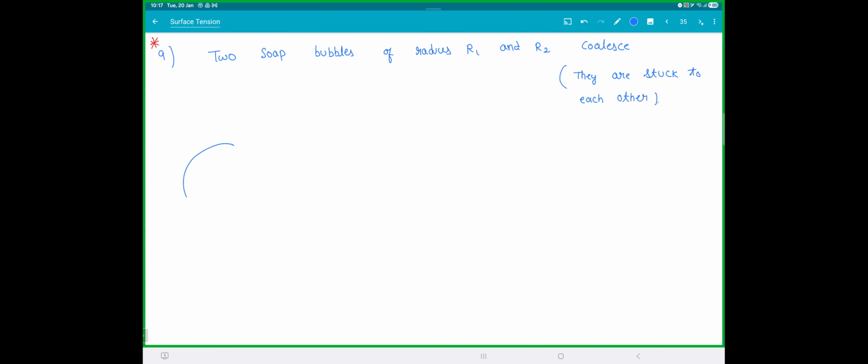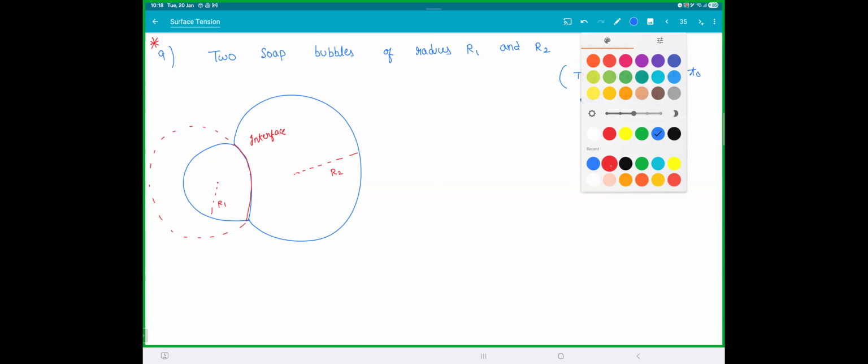Meaning the picture will look like this. This is one bubble, this is one bubble, and this is your interface. This is R2. This is R1. This here is your interface. And if you extend this, that would have been a full bubble, but yeah, part of it. Find the radius of the interface.